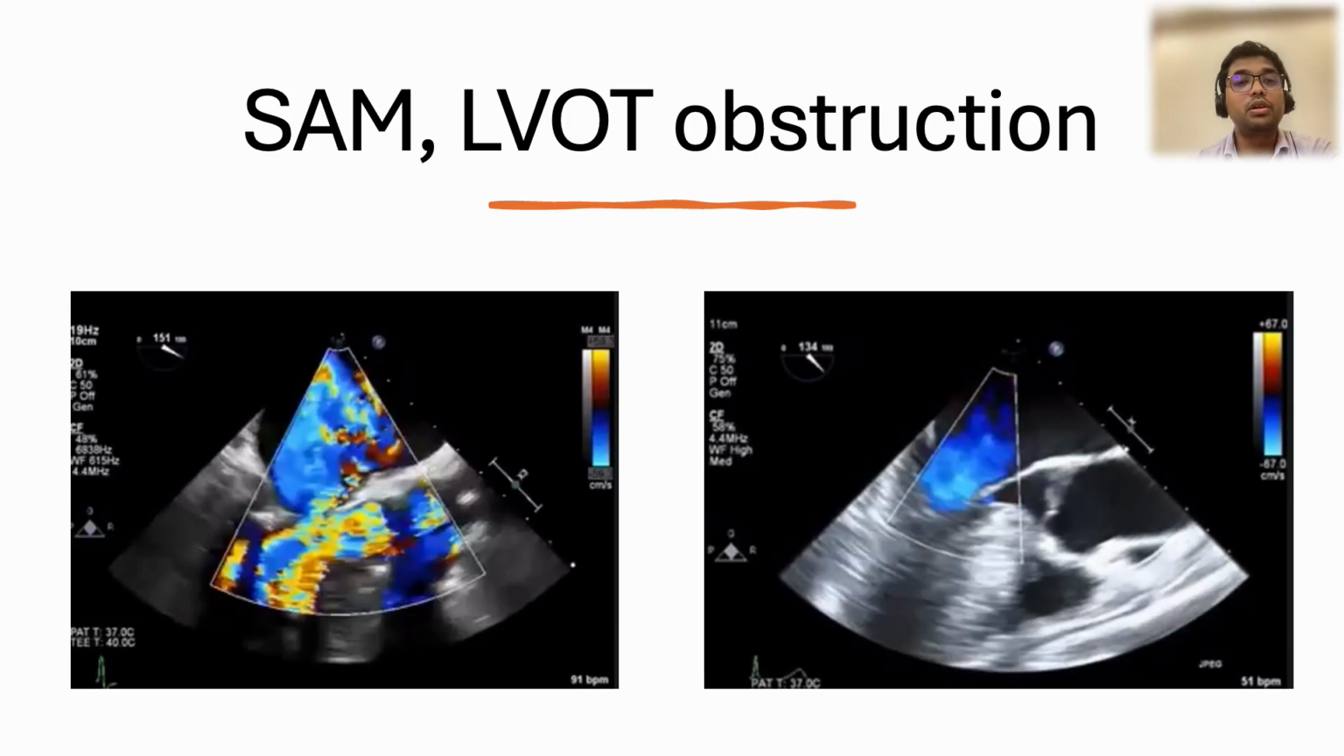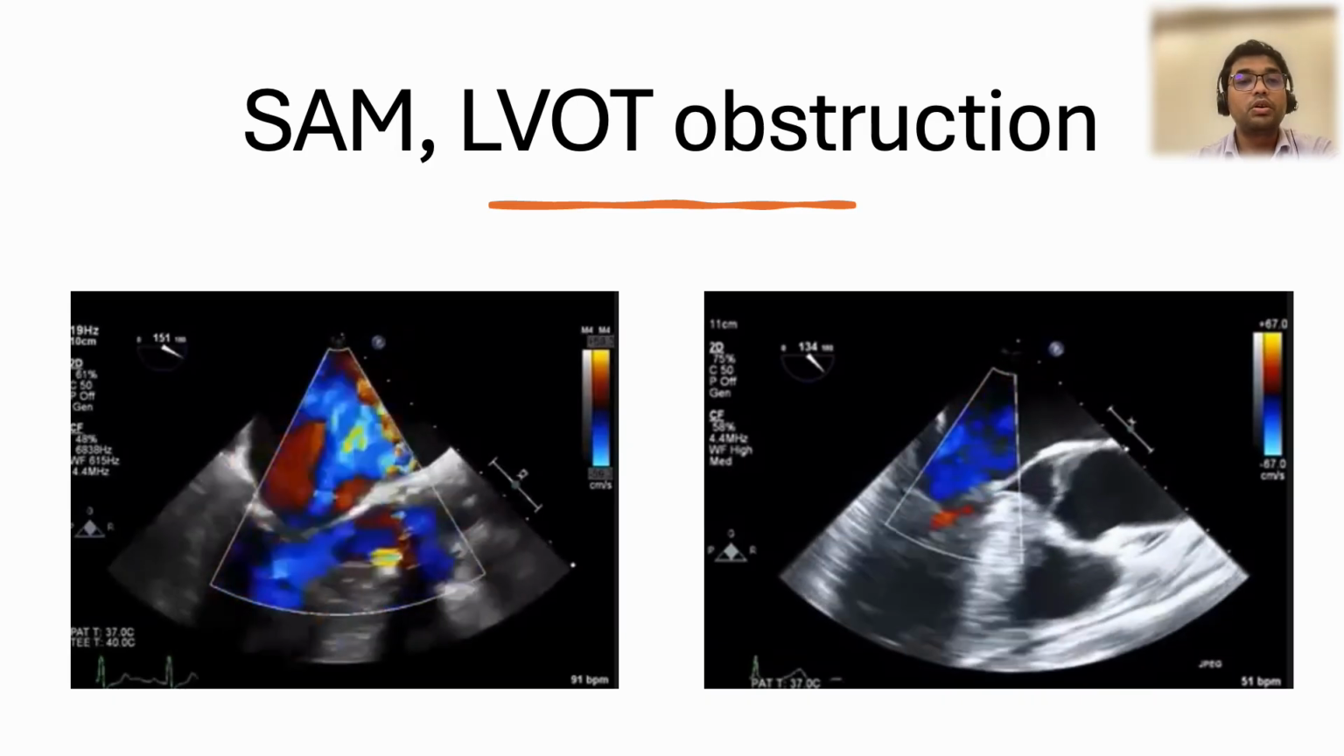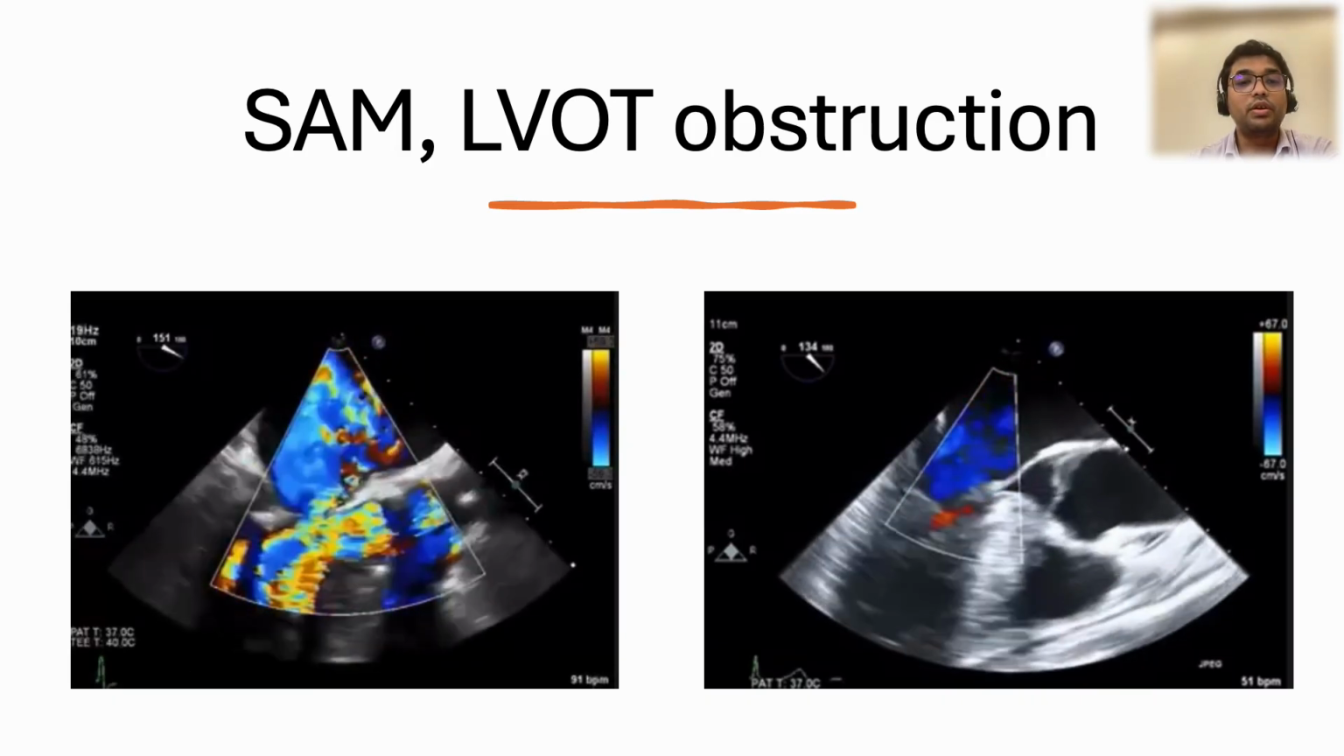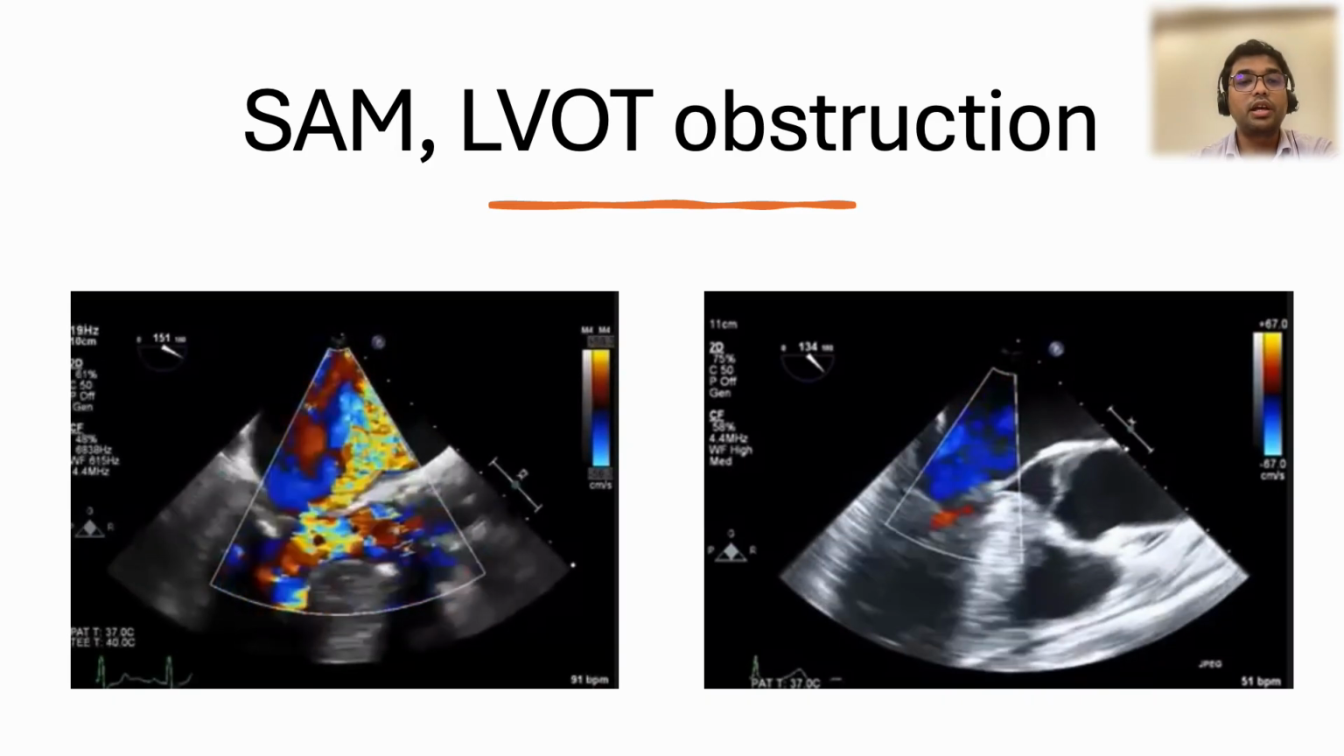So this is an example of SAM causing LVOT obstruction. You can see over here there is MR and also flow acceleration in your LVOT. In this image, in the right sided loop also you can see over here there is an eccentric MR, and also there is flow acceleration in your LVOT.